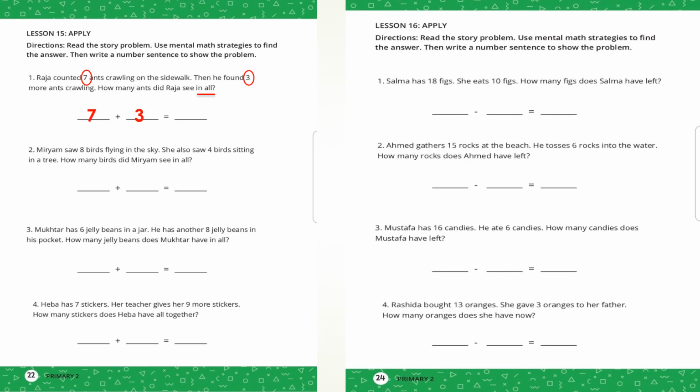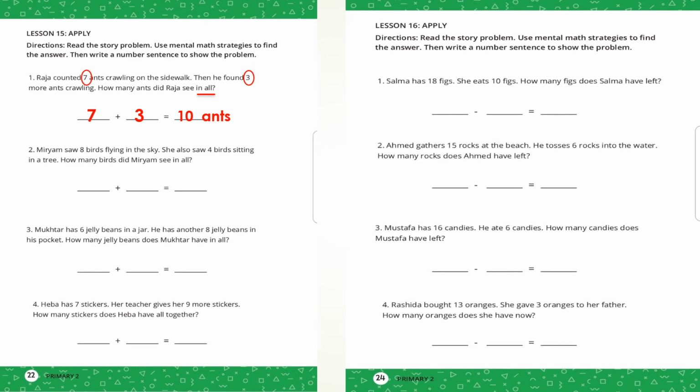7 plus 3 equals what? 7 plus 3 are numbers that make Mr. 10 our superhero, okay? So the result equals 10. 10 what? 10 chairs, 10 pens, 10 what? 10 ants. He's asking me about ants. How many ants, okay? So don't forget to write ants.